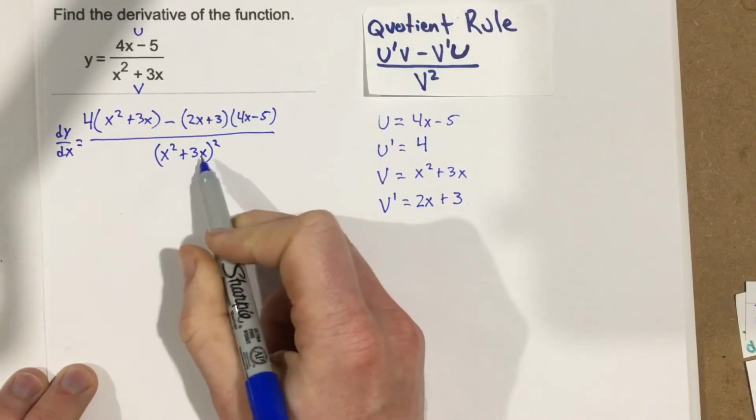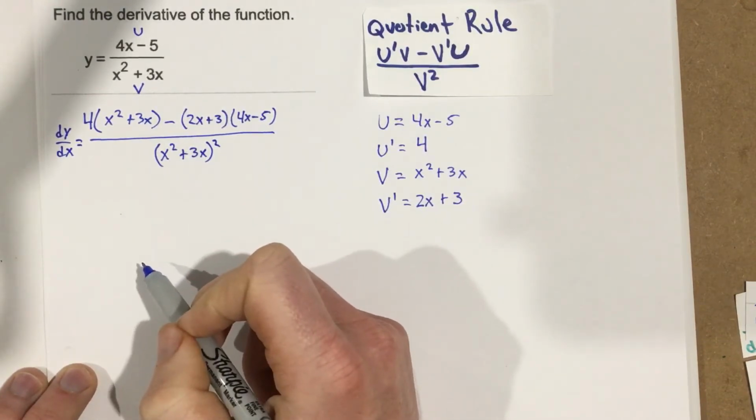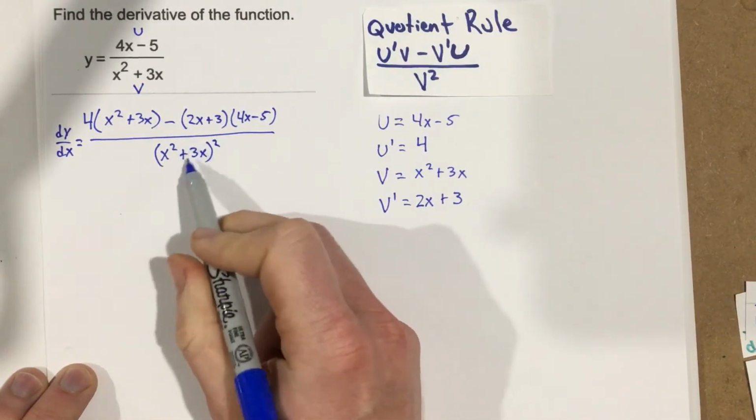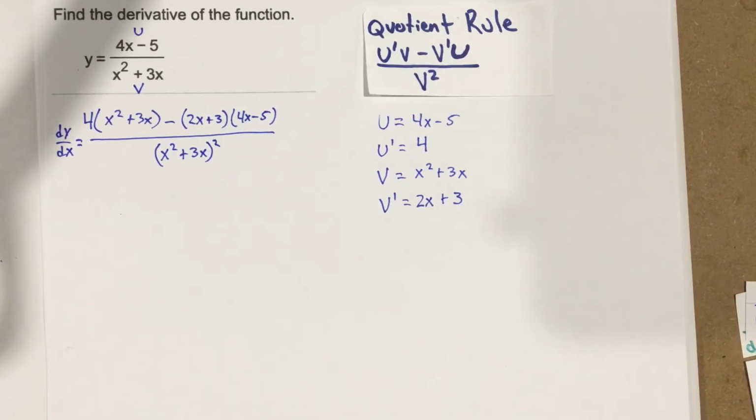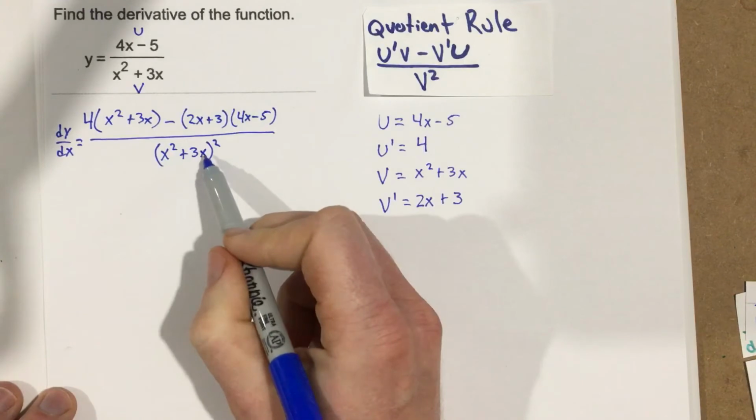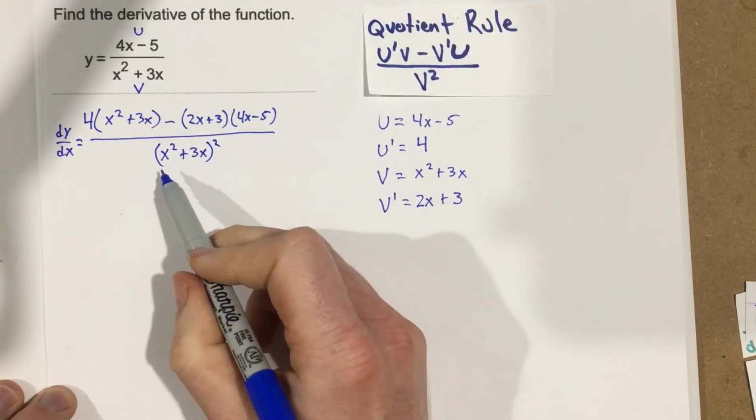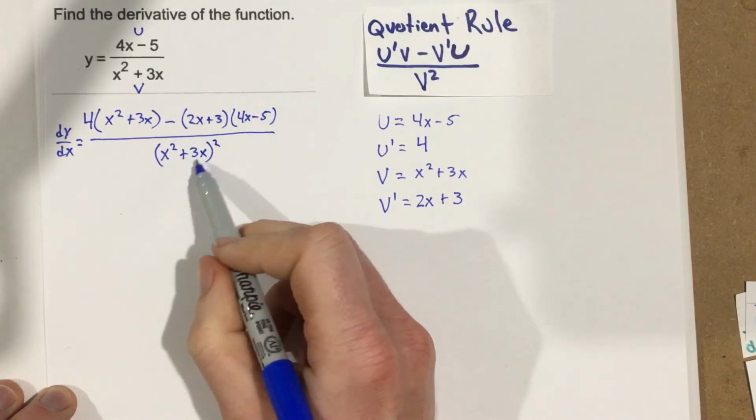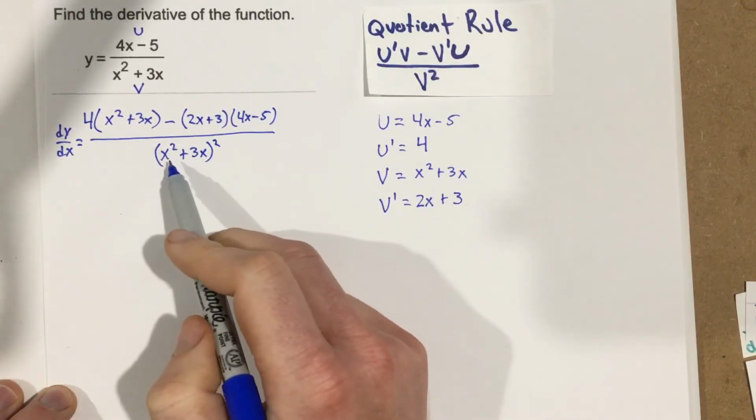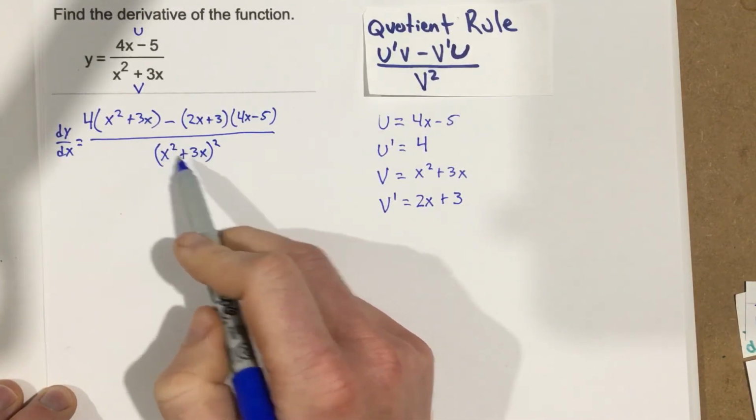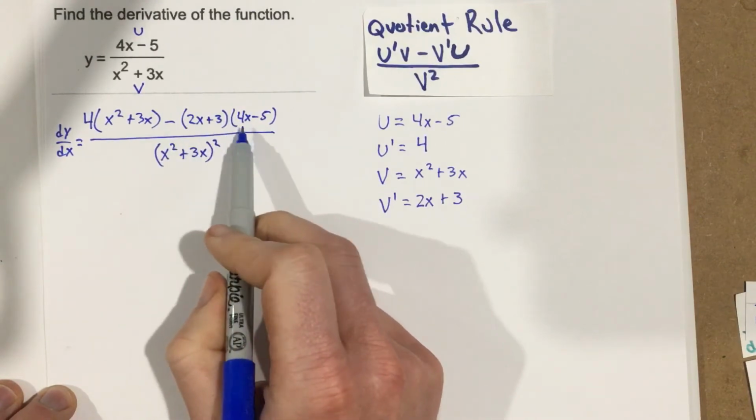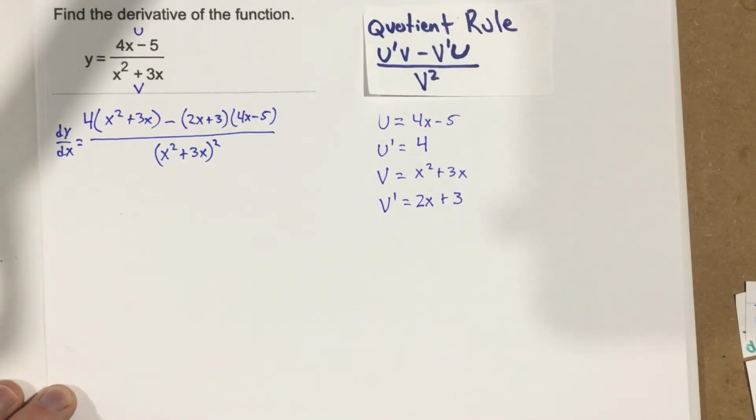The bottom, I always keep it in this, if you want to call it a simplified version. It's not an expanded version. I never really expand the bottom. There's not too many advantages of it. Occasionally it'll happen, but most of the time I'm looking to cancel out an x squared plus 3x if I can after I distribute the top terms. So let's go ahead and see what happens.